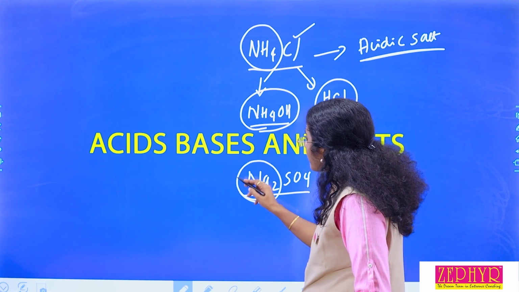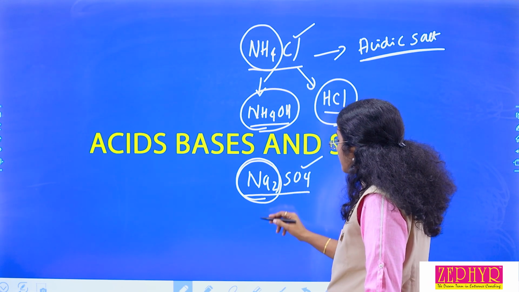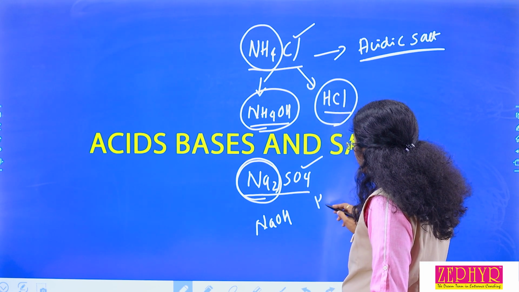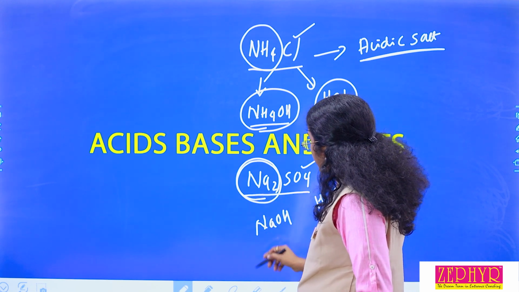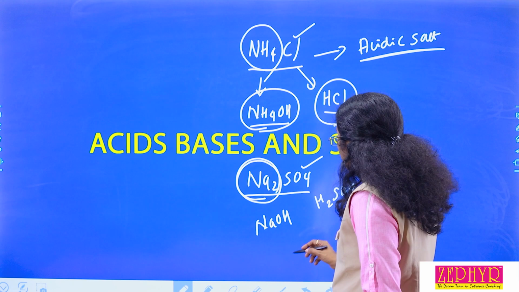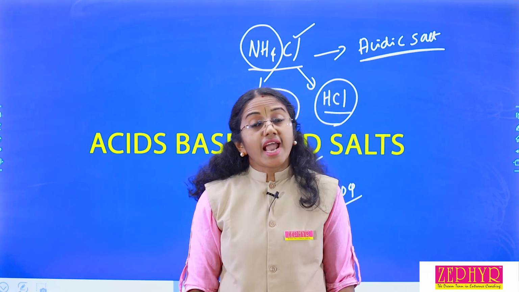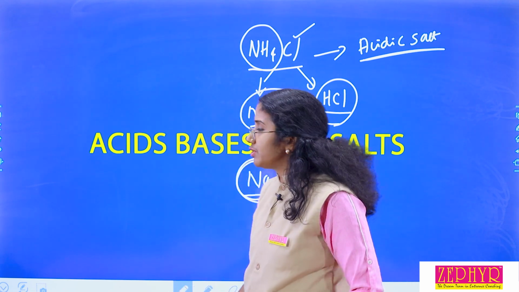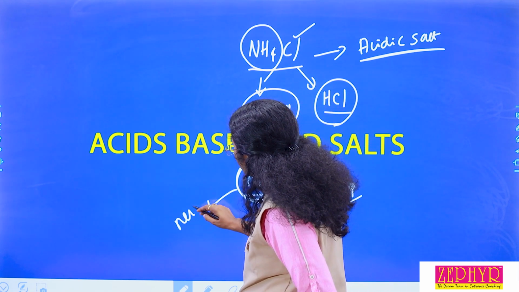This part is coming from where? Base, and this one is coming from acid. So, NaOH and sulfuric acid. NaOH, that is the base here. Sulfuric acid is the acid. Both are strong. NaOH is a strong base. H2SO4 is also a strong acid. So, complete neutralization takes place and this is a neutral salt.